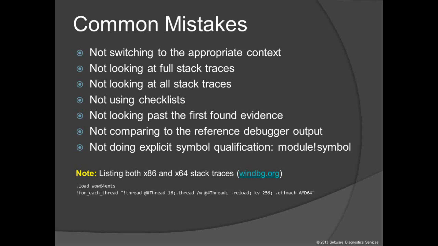Other mistakes are obvious except the last one, not doing explicit symbol qualification. Sometimes we need to explicitly qualify symbols when we have both 32-bit and 64-bit modules loaded at the same time, such as NTDLL, because now almost all computers are 64-bit, but lots of programs are still 32-bit. Also, as we will see during the exercise, most of the time we would need to list both 32-bit and 64-bit stack traces, and for this we need a script that can be found on windbg.org.